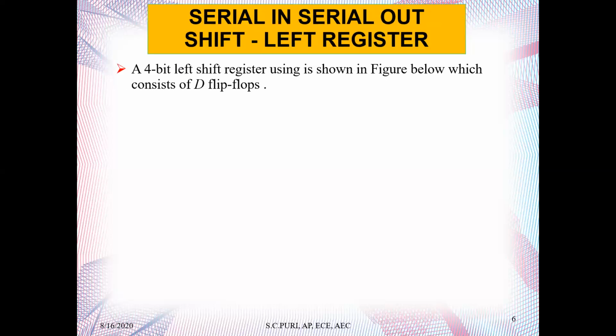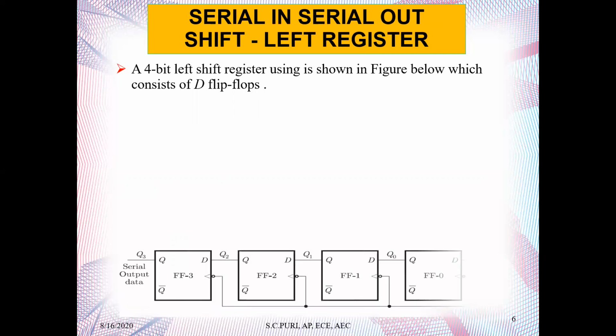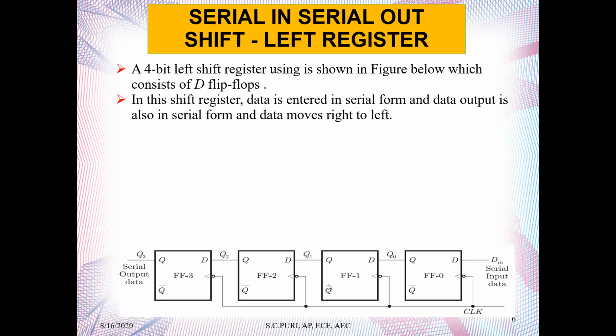A 4-bit left shift register is shown in the figure below, which consists of D flip-flops. Data is entered from the left. So it is a serial in and serial out configuration driven by the same clock. All are negative edge triggered. In this shift register, data is entered in serial form and data output is also in serial form, and data moves from right to left. So it is shift left.